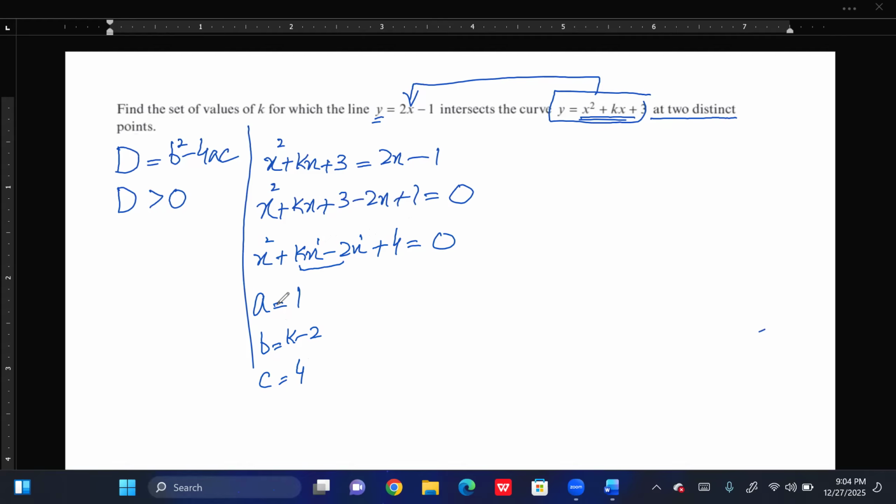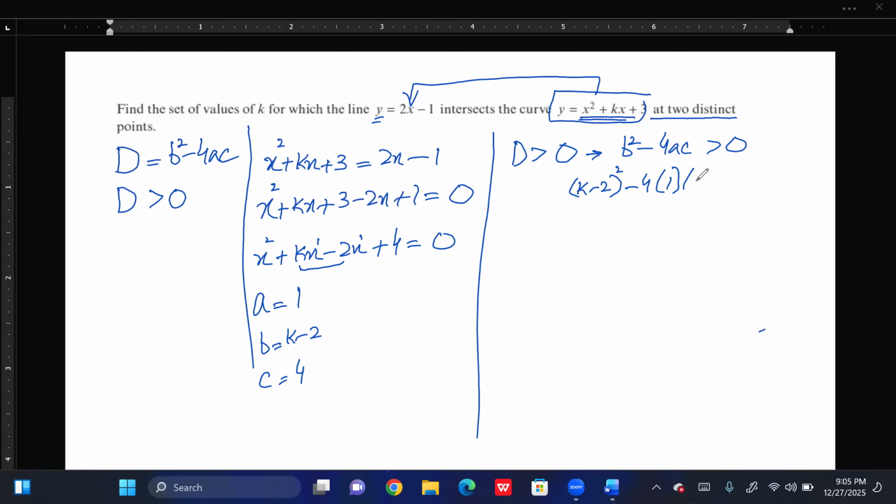Now I'm going to substitute all three values of a, b, and c in the discriminant, and the condition says that D is greater than 0. D stands for b squared minus 4ac, which must be greater than 0. Let's substitute the values of a, b, and c. The b is k minus 2 squared. Then we have a, then we have c.